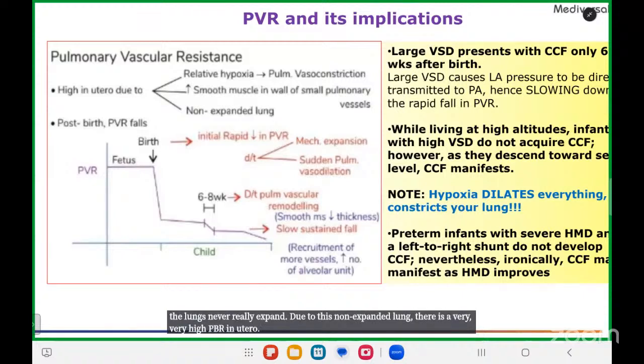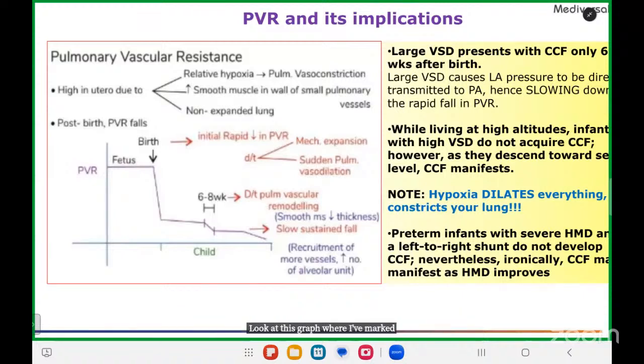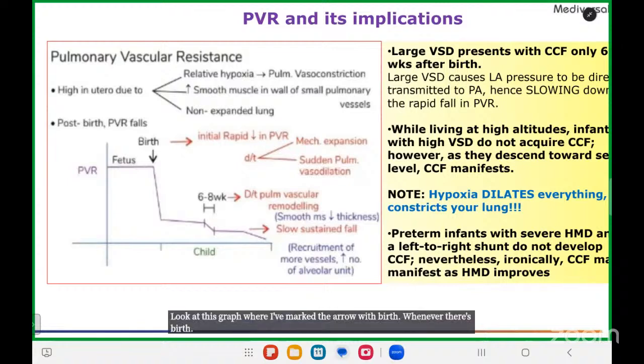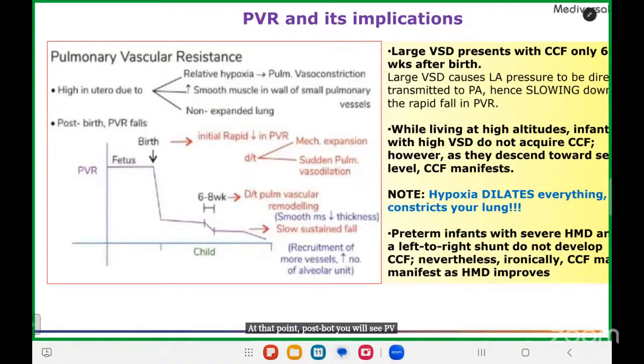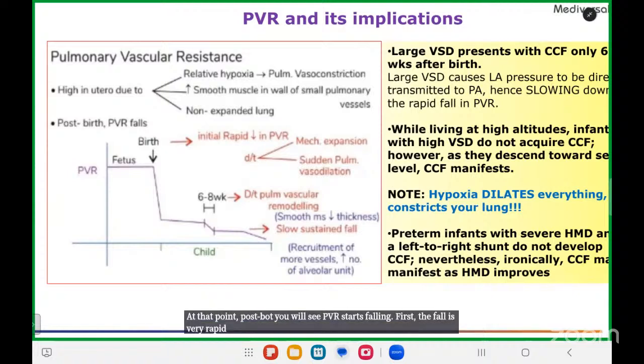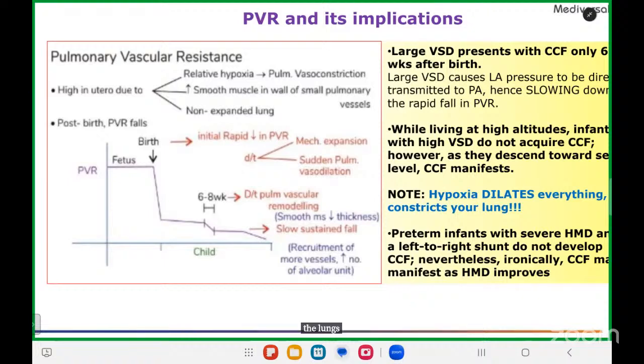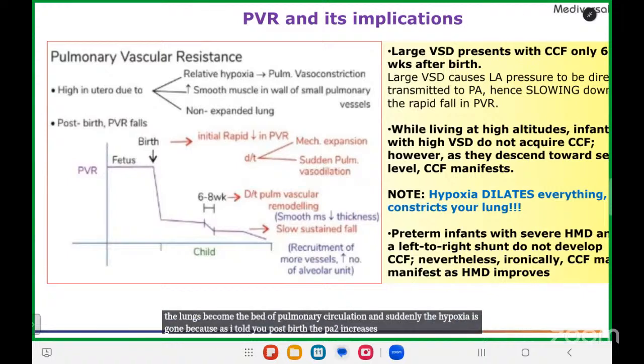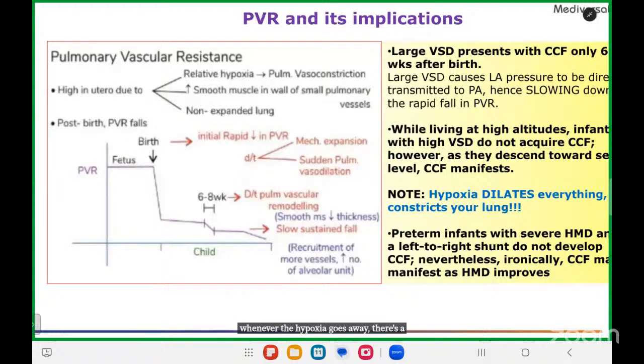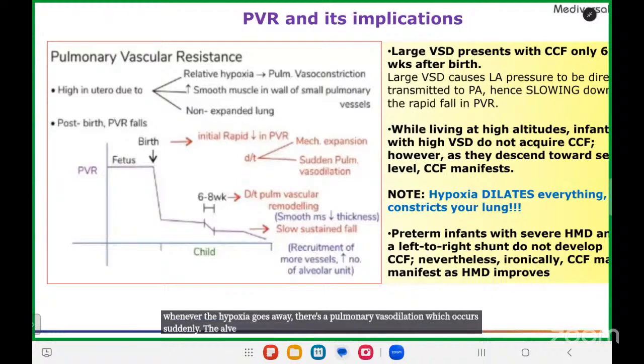Look at this graph where I've marked the arrow with birth. Whenever there is birth, post-birth, you will see PVR starts falling. First, the fall is very rapid. The rapid fall is due to the alveoli starting to open up, the lungs becoming the bed of pulmonary circulation, and suddenly the hypoxia is gone because, as I told you, post-birth the PaO2 increases. Whenever the hypoxia goes away, there's a pulmonary vasodilation which occurs suddenly. The alveoli start to open up, the lungs begin to expand, and due to this mechanical expansion of the lungs, there's a rapid fall in PVR. However, it stabilizes after a while.